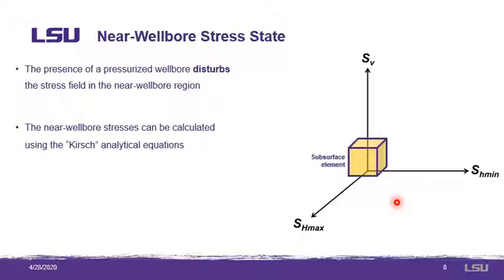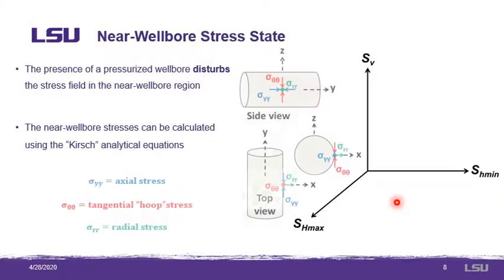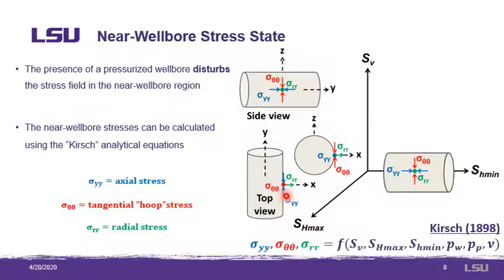Instead, we have a set of three new stresses which act in cylindrical coordinates and dominate this near wellbore vicinity. Those are the blue axial stress, sigma YY, the red tangential stress, also known as hoop stress, sigma theta theta, and the green radial stress, sigma RR, all acting in the configuration which I show here on the wellbore radius. For this study, we set our wellbore parallel to SH min, which is a common oil field practice. I will talk a little bit more about that later.